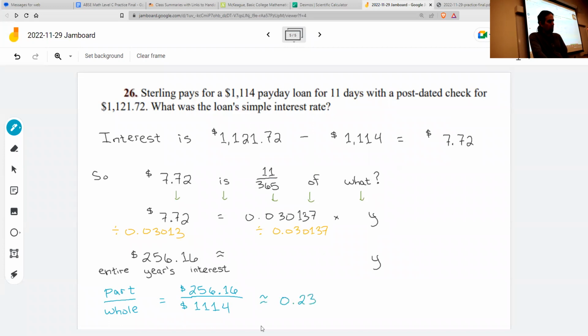That's a great answer, except that they want it as a percentage. So rip-lop into percent to the right. We get 23%.